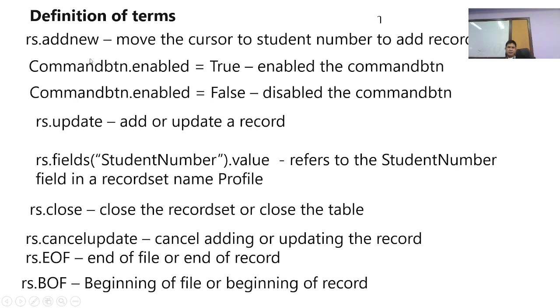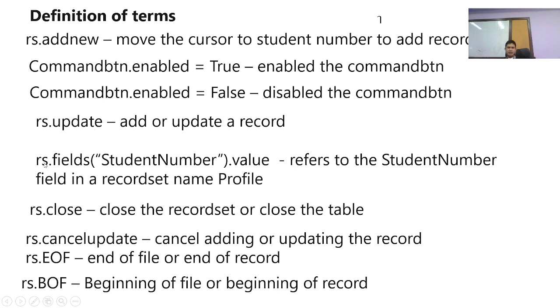And then when you click rs.AddNew, then update mode is equal to true. So here we can use the rs.Update. If you want to add a record, we should use rs.Update to add the record, because if you don't do this, the record will not be added.